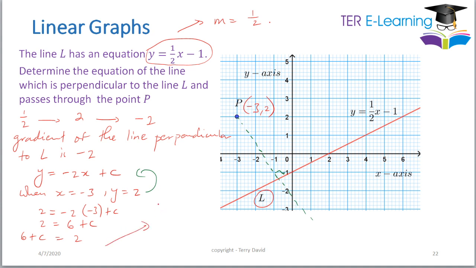I'm going to have to move across here. So therefore c is equal to 2 minus 6. So therefore c is equal to minus 4. All right? c is equal to minus 4. So therefore, my equation, or the answer that I want, is y is equal to minus 2x minus 4. All right? So the answer is y equals minus 2x minus 4.